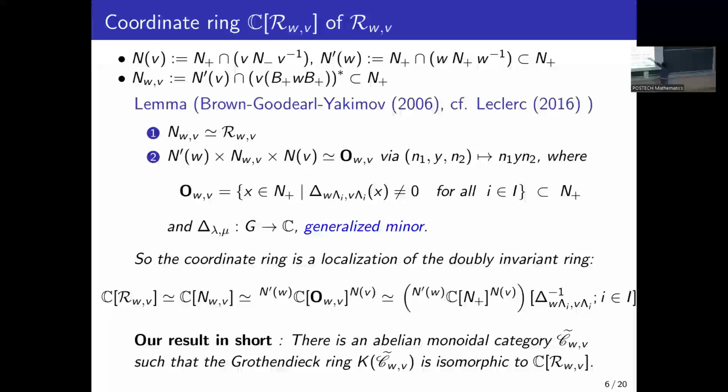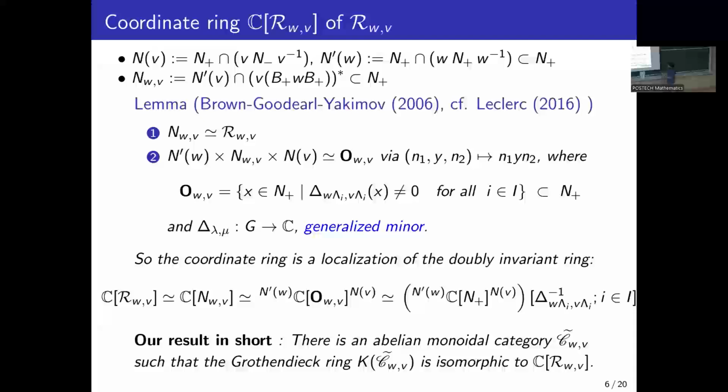So please look at this lemma. We are interested in the open Richardson variety R_{v,w}. And there is a subset N_{v,w} of the maximal unipotent group, where N denotes the maximal unipotent group. This subset N_{v,w} is isomorphic as a variety to the open Richardson variety. And actually, there's a nice product decomposition of some subset O_{v,w} of the maximal unipotent subgroup. Here O_{v,w} denotes some open subset of the unipotent subgroup, and this subset has a nice decomposition as a product of three subsets. And the middle one is isomorphic to our open Richardson variety.